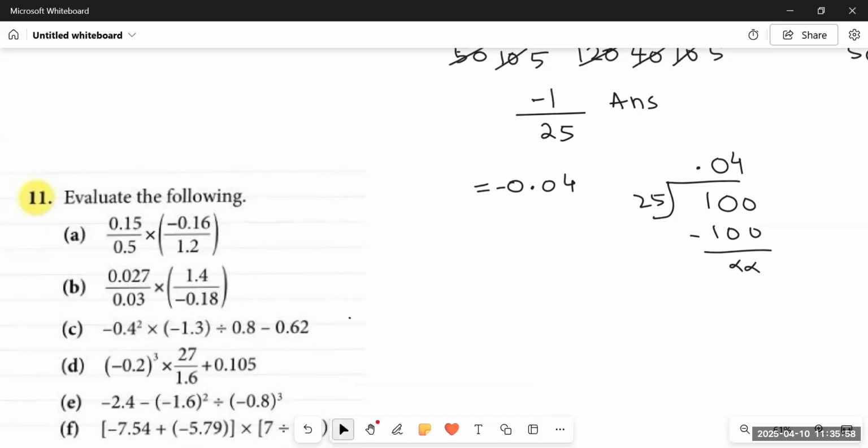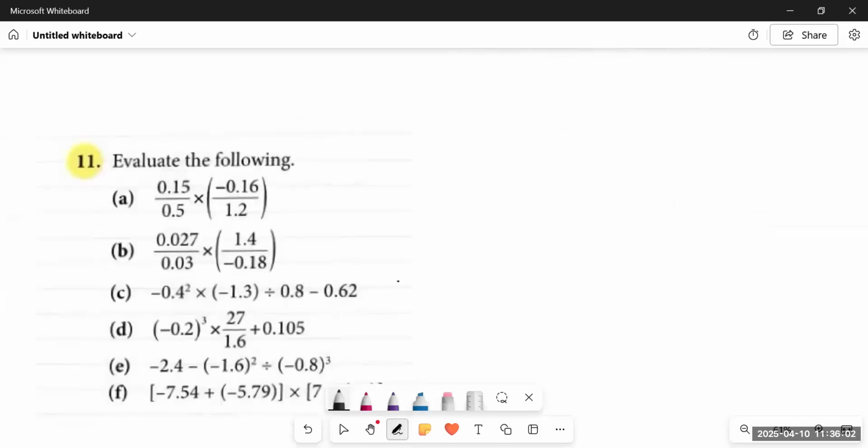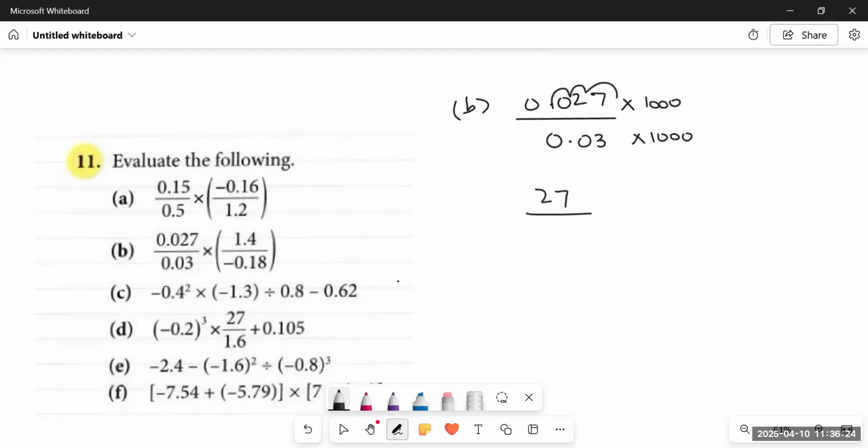Now comes the next part. Again, in part B we have so many decimals, so we'll look for the decimal places. Here we have 3 decimal places, and in the denominator we have 2 decimal places. So let's multiply both by 1000. It becomes 1, 2, 3, 27 upon 1, 2, 3, 30.